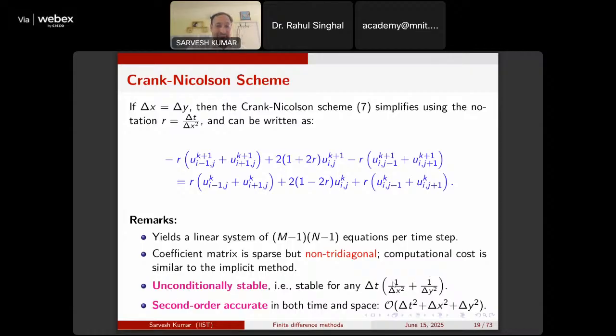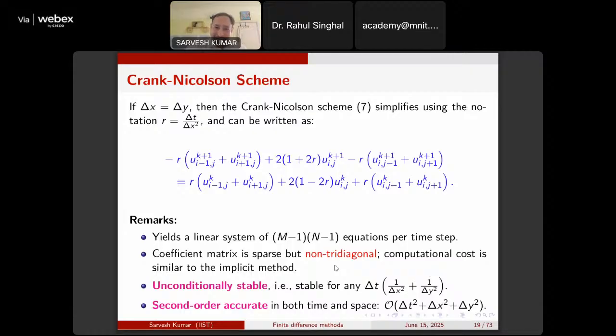unconditionally stable. Okay, this is the same. Moreover, this has second order accuracy in both space and time. So that's a big advantage compared to the implicit scheme. I have the advantage here, delta t square. But then again, the same issue persists here. We do not have the tri-diagonal structure.